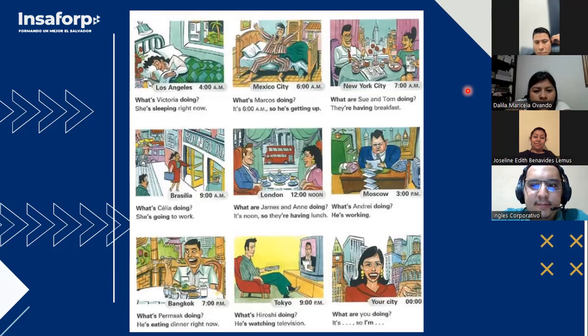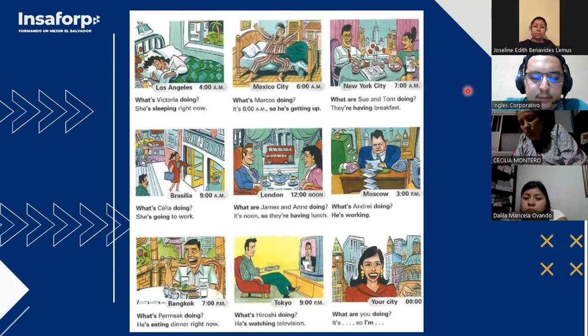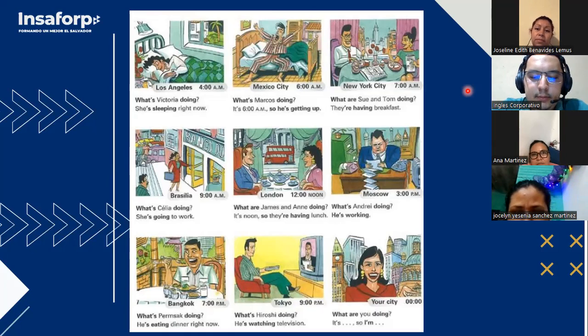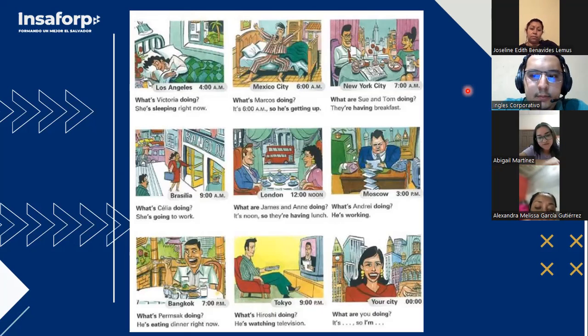Brasilia, 9 o'clock a.m. What's Cecilia doing? She's going to work. London, it's 12 noon. What are James and Annie doing? It's noon, so they're having lunch. Moscow, 3 p.m. What's Andre doing? He's working. Bangkok, 7 p.m. What's Bergman doing? He's eating dinner right now.